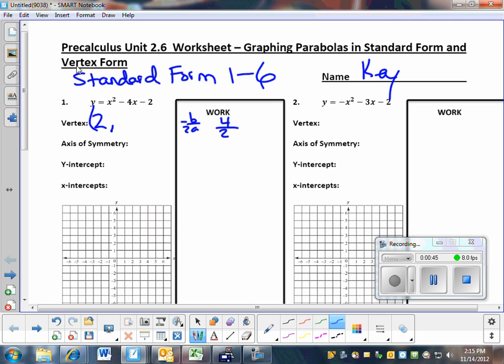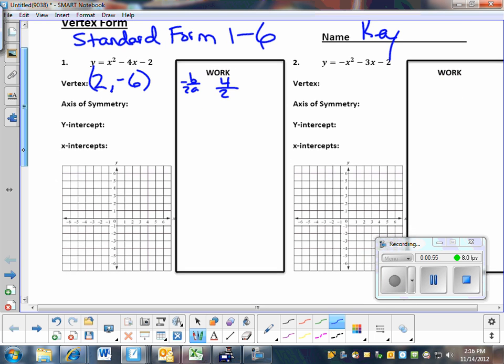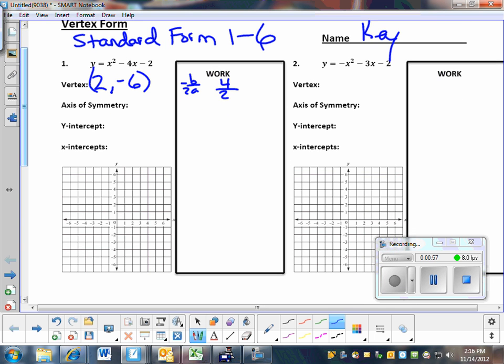How do I figure out the y value? I plug it in. 2 squared is 4, minus 8 is negative 4, minus 2 is negative 6. So my vertex is (2, negative 6). I will plot that: over 2, down 6.